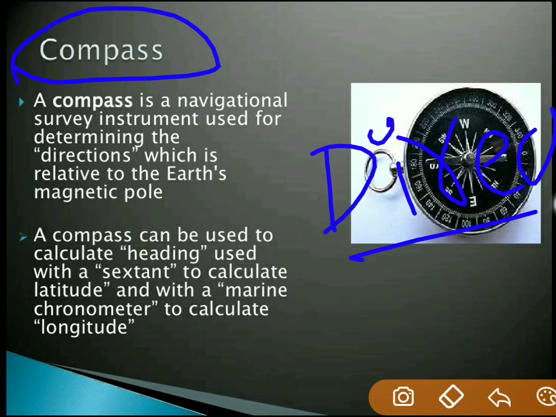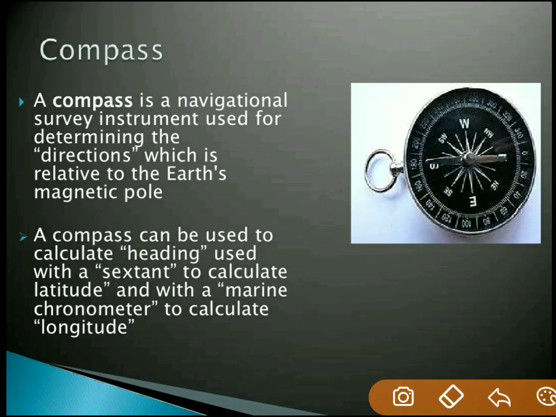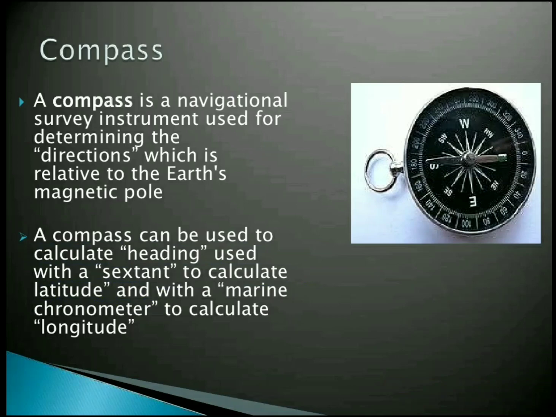With the help of direction we are getting angle. A compass can be used to calculate the heading, used with a sextant to calculate the latitude, and with a marine chronometer to calculate the longitude. Simple. If we want to calculate the latitude, then we are using a sextant. If we want to calculate the longitude, we are using a marine chronometer.